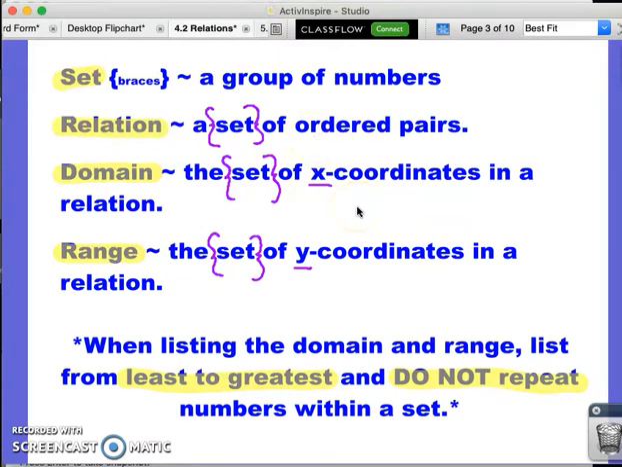The domain is going to be the set of all the x coordinates. All of the x coordinates. The range is going to be the set of all the y coordinates. So when listing the domain and the range, you need to list them from least to greatest. Do not repeat any numbers within that set.